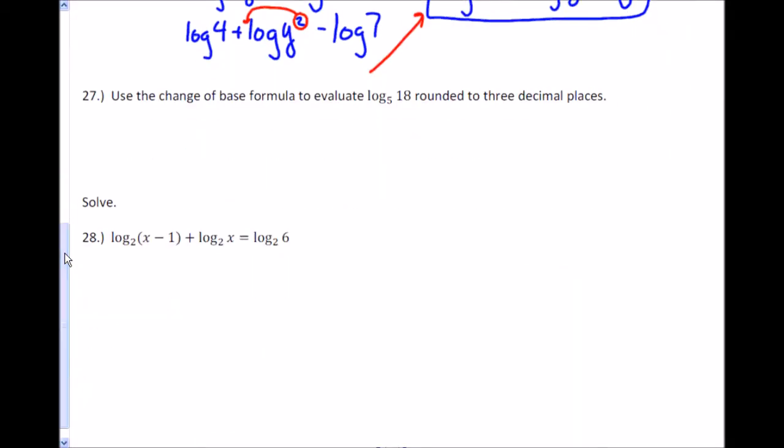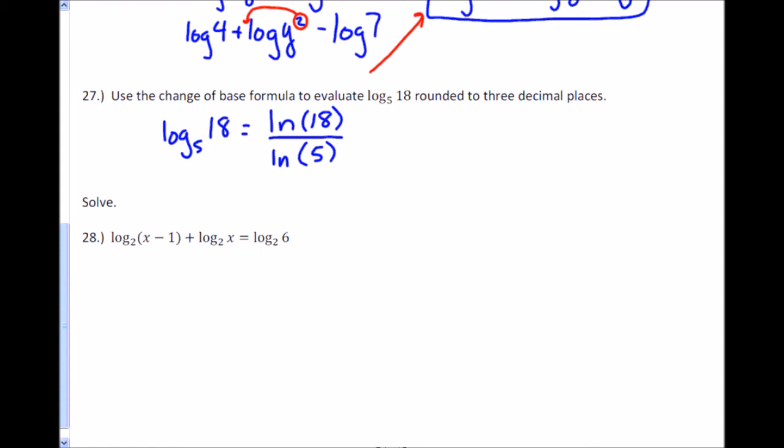In number 27, it says to use the change of base formula for log base 5 of 18, and we're going to round it to 3 decimal places. Remember, our change of base formula, no matter which logarithm base we have, we can always change it to a logarithm base that we want. So I'm going to change this to the natural log, and you just do the natural log of what was inside the original logarithm over the natural log of the original base.